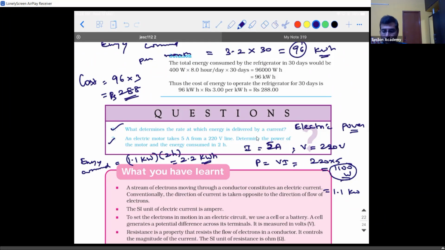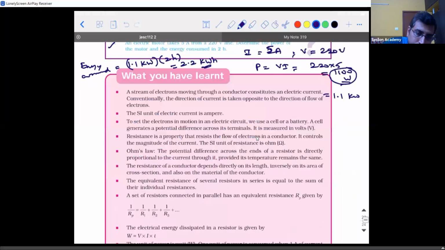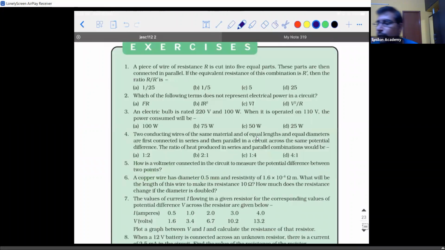Clear? Right? So are we ready to solve the problems from the book back? Here, if you observe, most of the questions will be based on resistance and all those parameters and Ohm's law mostly. So there is a piece of wire of resistance capital R which is cut into 5 equal parts.